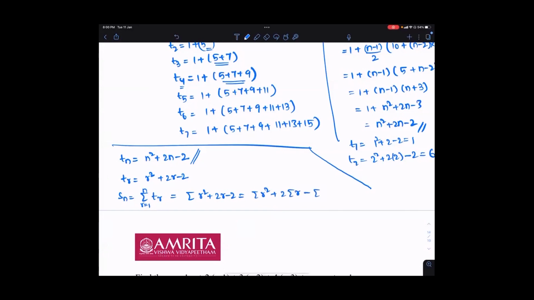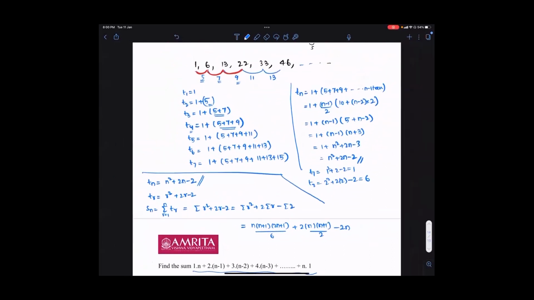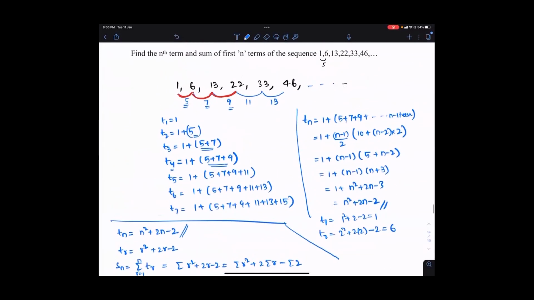Now, sigma rules you need to revise, guys. Otherwise, I'll explain next day. I'm just writing the answer directly. And what is sigma R square? Sum of squares of first n is n into n plus 1 into 2n plus 1 by 6, plus 2 times n into n plus 1 by 2. Now this 2 times sigma 2 is 2n. Now this may look complicated, but in the exam, mostly the important point is how to write the nth term.